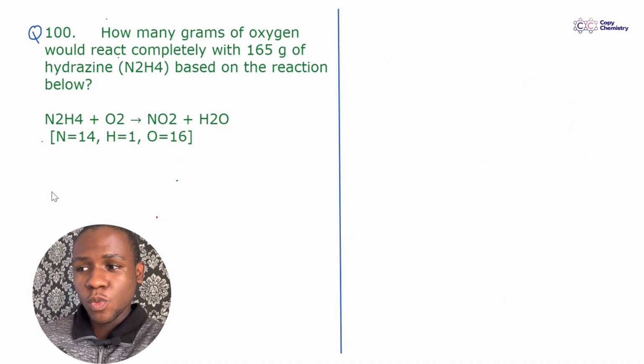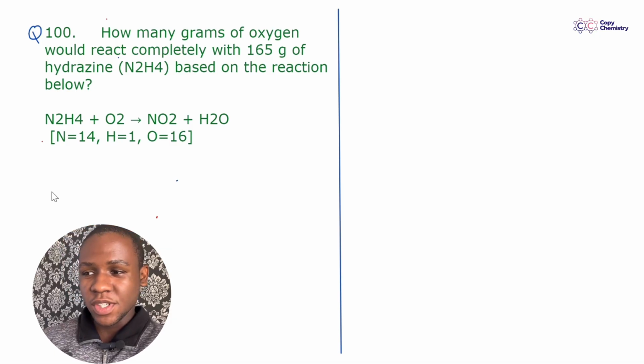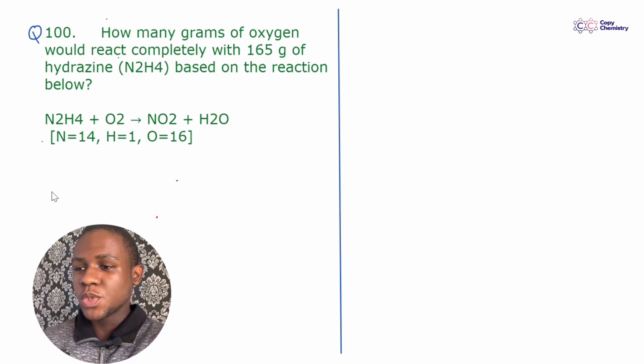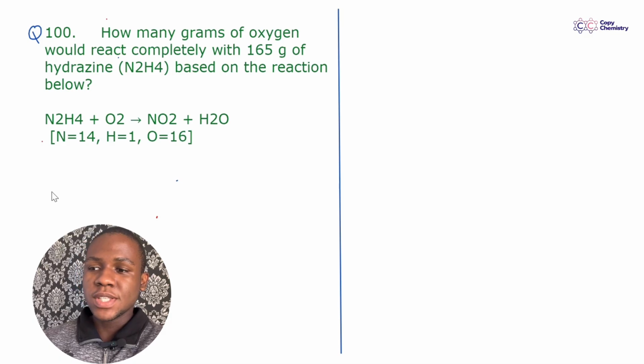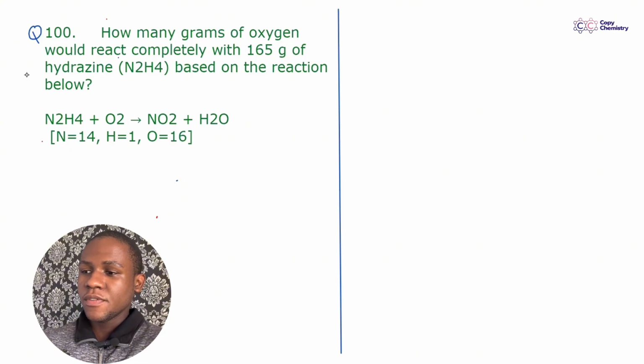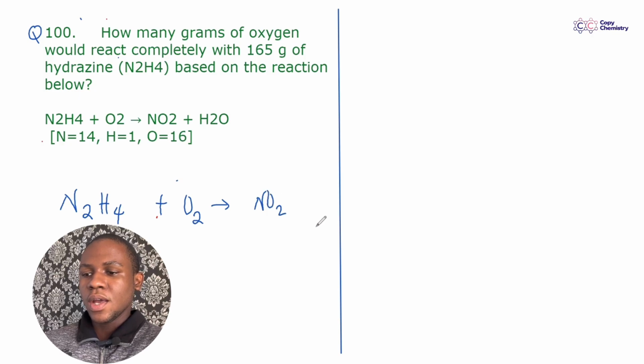This is question 100 on stoichiometry. How many grams of oxygen would react completely with 165 grams of hydrazine based on this reaction below? So first off, I'm going to rewrite this reaction: N2H4 plus some O2, and then I have NO2 and H2O.